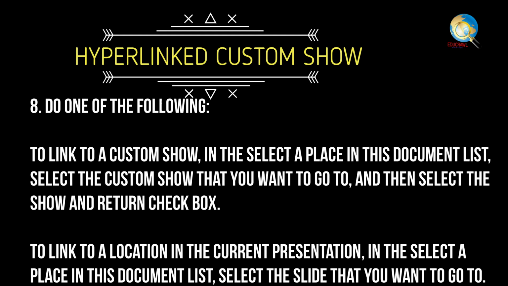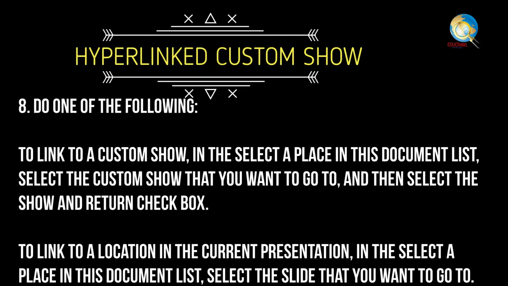The eighth step, do one of the following, that is to link to a custom show in the select a place in the document list. Select the custom show that you want to go to and then select the show and return checkbox. Or you can do to link to a location in the current presentation. In the select a place in the document list, select the slide you want to go to.